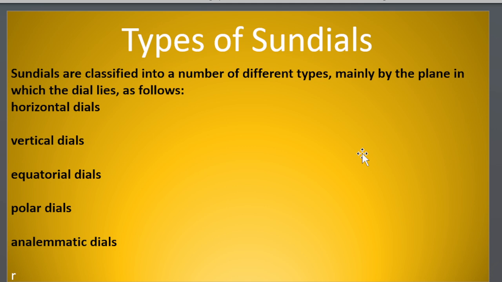Sundials are of different types. They are classified into a number of types, mainly by the plane in which the sundial lies: horizontal sundial, vertical sundial, equatorial sundial, polar dial, and analytic sundial. In this video, I talk about the equatorial sundial because it is the basis of all sundials, and you can easily convert it into other types like vertical, horizontal, polar, and analytic.